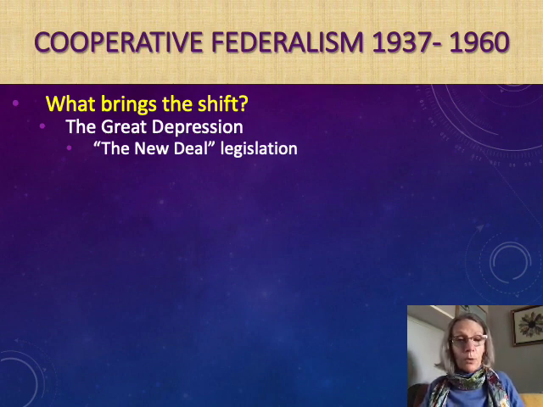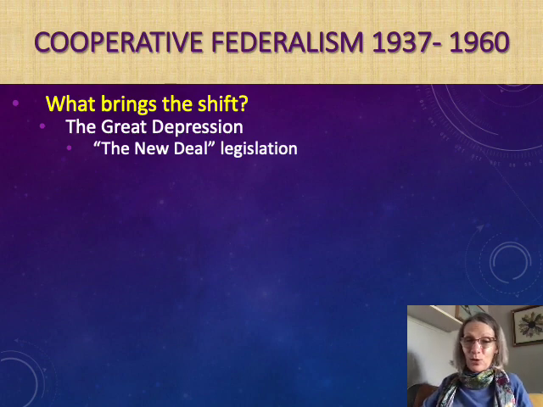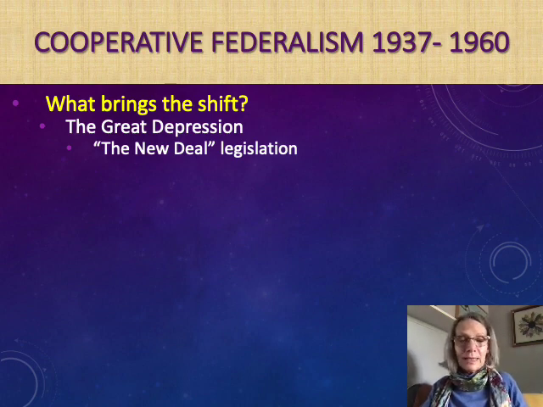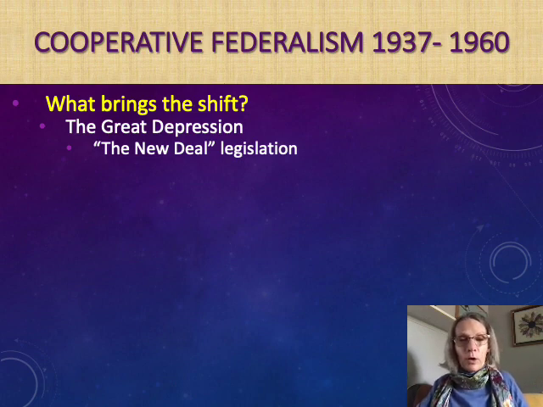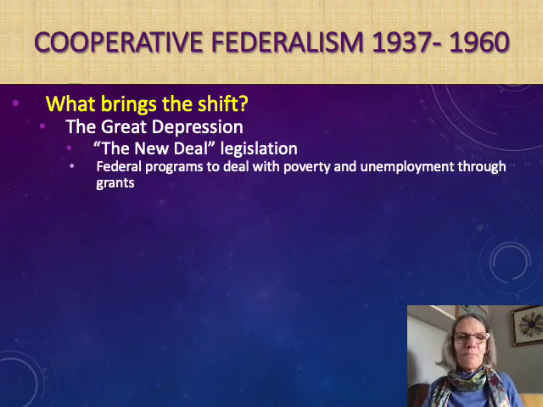Now, up until this point, we depended on states to do those things, but states couldn't do those things anymore because they were out of money. And so under the leadership of the Democrats and Franklin Delano Roosevelt's administration, they passed a series of laws that were designed to improve the economy of the United States, and they're known as New Deal legislation. These were federal programs that were designed to deal with poverty and unemployment.